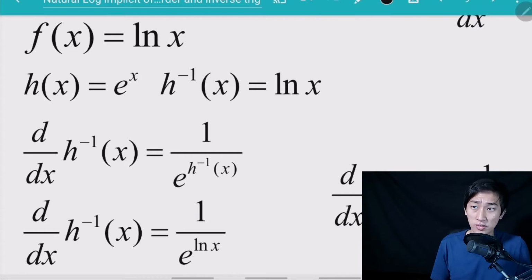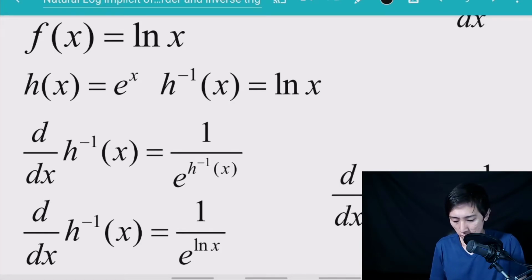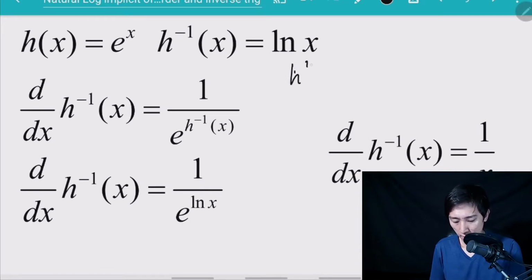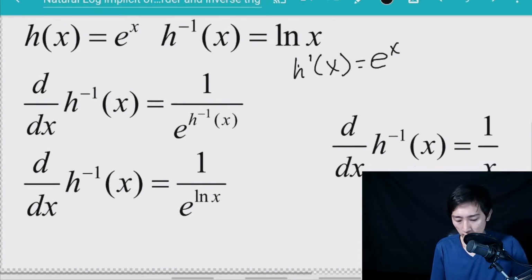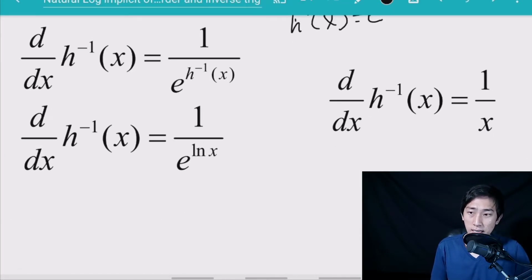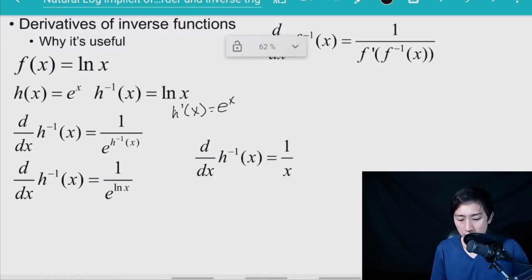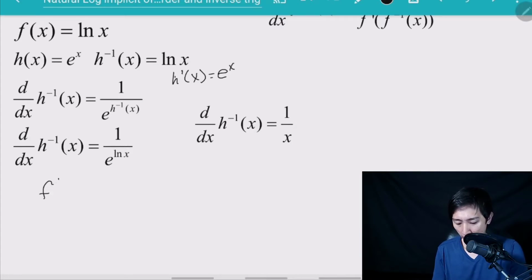The derivative of our inverse function is just going to be 1 over the derivative of our original function of our inverse function. So let's look at that. The derivative h prime of x, in this case, is going to be e to the x, because this is our indestructible function. Whenever we take the derivative of e to the x, it's still e to the x. So we're going to go 1 over e to the, our inverse function. So we're going to get 1 over e to the ln x. And e to the ln x is just x, which means that the derivative of h inverse of x is 1 over x.